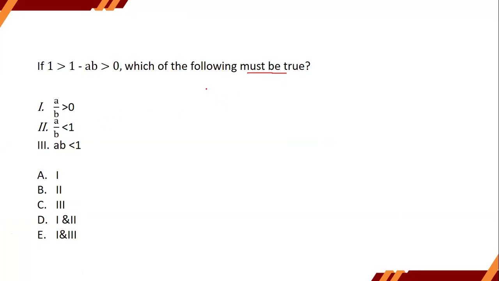So here, what will be the first step to solve this question? Of course, we need to simplify the expression given in the question, that is 1 is greater than 1 minus AB is greater than 0. As we can observe, all the options here are in the form of AB only. So we will get rid of this 1 in the middle part of the inequality. In order to get rid of it, we need to subtract 1 from all the parts of the inequality.